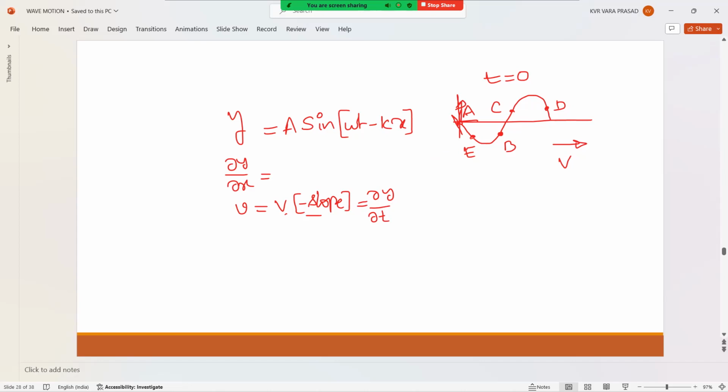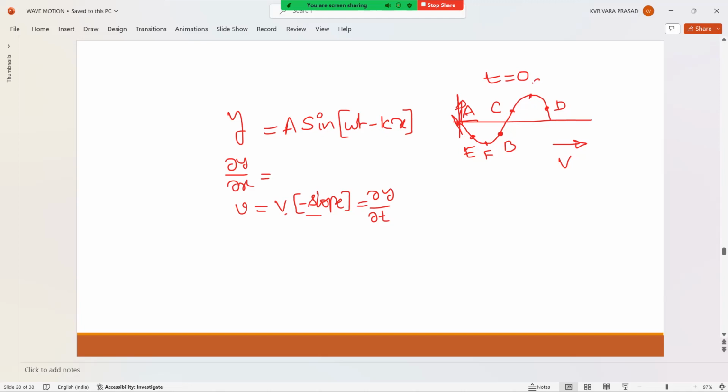Okay. If you take E, for E also it is the same because the slope is negative. That means, suppose this point is F. For any point from A to F, slope is negative. v is given positive. Therefore, for all these points, velocity is positive. Means all these points in between A and F move upwards.